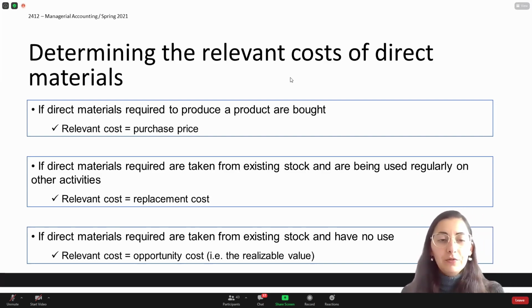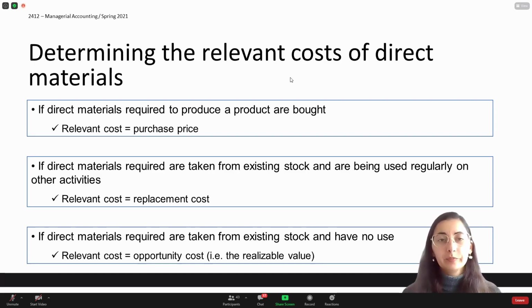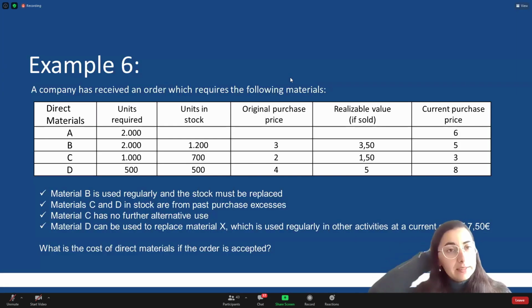So the relevant cost, if we have the material in stock and we do not use this stock, is the opportunity cost, which can be the realizable value if I can sell it in the second-hand market, or can be the savings from someone coming to pick up those materials from the inventory warehouse. Now, let's look at this example.